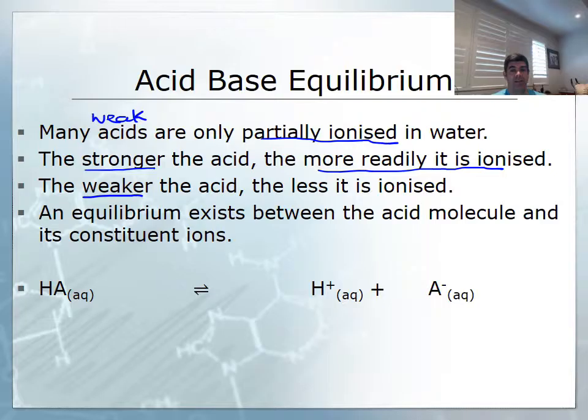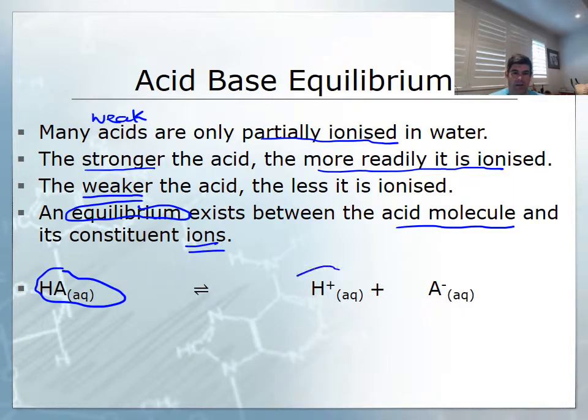So provided the ionization doesn't go to completion, you have an equilibrium which exists between the acid molecule and its constituent ions. And most of the time we're going to be looking at the H plus ions, and remember that H plus ions is equivalent to a hydronium ion, all right? And that's because that's what affects the pH of the solution. So we will find changes that occur relate to the concentration of the H plus ions.